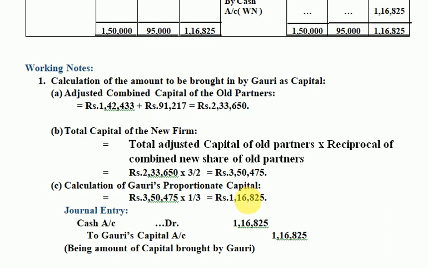Once you arrive at this amount, we have to pass the journal entry for the capital brought by the new partner Gauri, and the entry goes cash account debit 1,16,825 to Gauri's capital account 1,16,825, being capital brought by Gauri in cash.